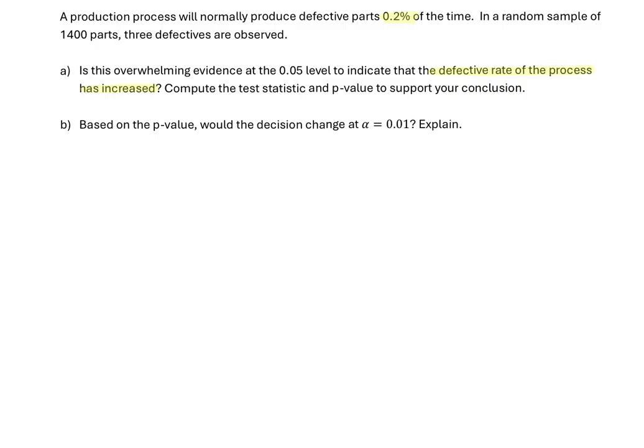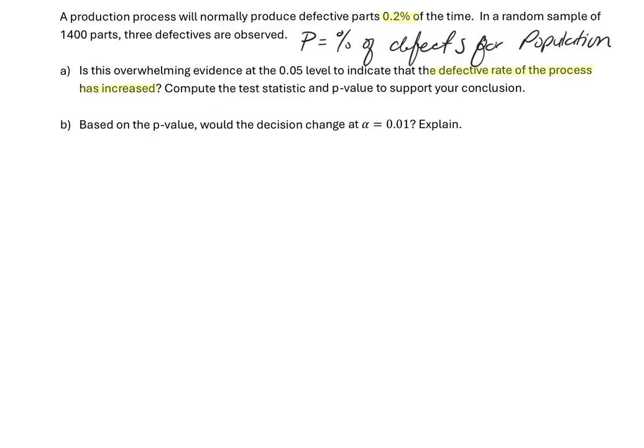So the next thing that you want to do is make sure you understand that this is a claim about a proportion value, not a mean value. So I will write down at the top here that P, the population proportion, represents the percent of defects, okay? Again, remind yourself that this is for the population.